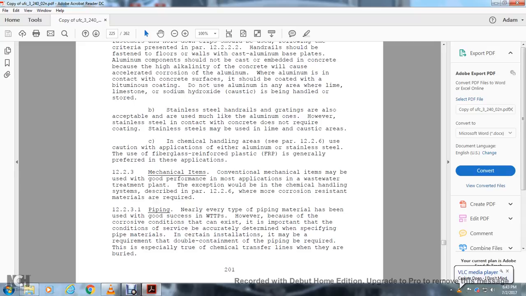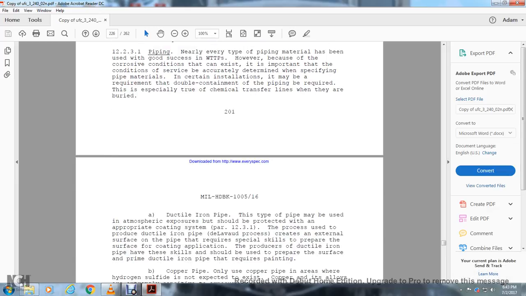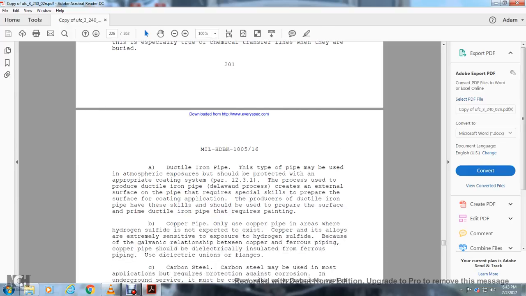In certain installations, double containment of the piping may be required. This is especially true for chemical transfer lines when they are buried. Ductile iron pipe may be used with atmospheric exposure but should be protected with an appropriate coating system. The process used to produce ductile iron pipe creates an external surface that requires special skills to prepare for coating application. The producer of the ductile iron pipe has these skills and should be used to prepare the surface of the pipe that requires paint.